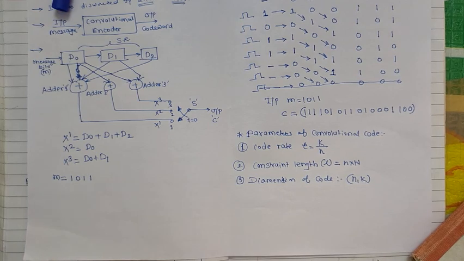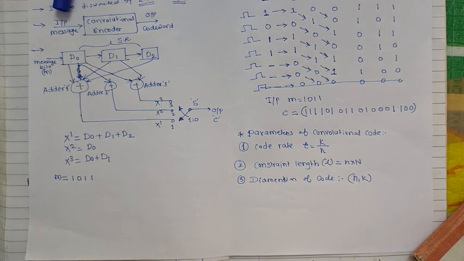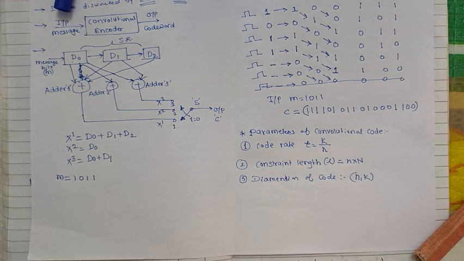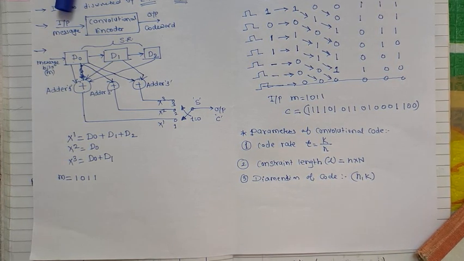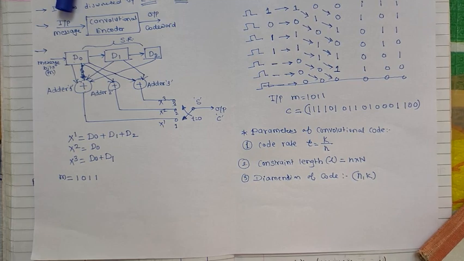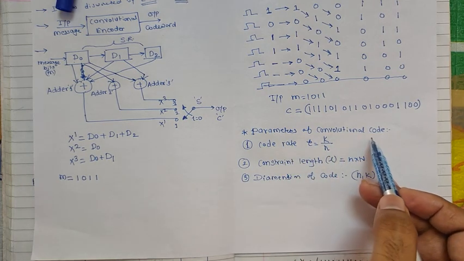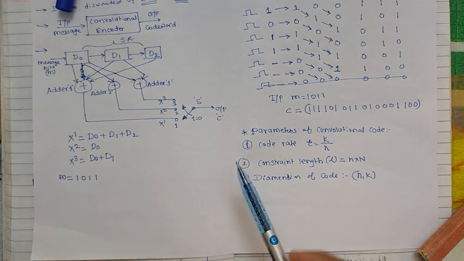Hello everyone. Now in this session we are going to solve one numerical based on the convolutional encoder. But before solving the numerical, let us look at some of the parameters which are associated with the convolutional code. So, parameters of the convolutional code. Here we'll have to look at the three important parameters of the convolutional code.